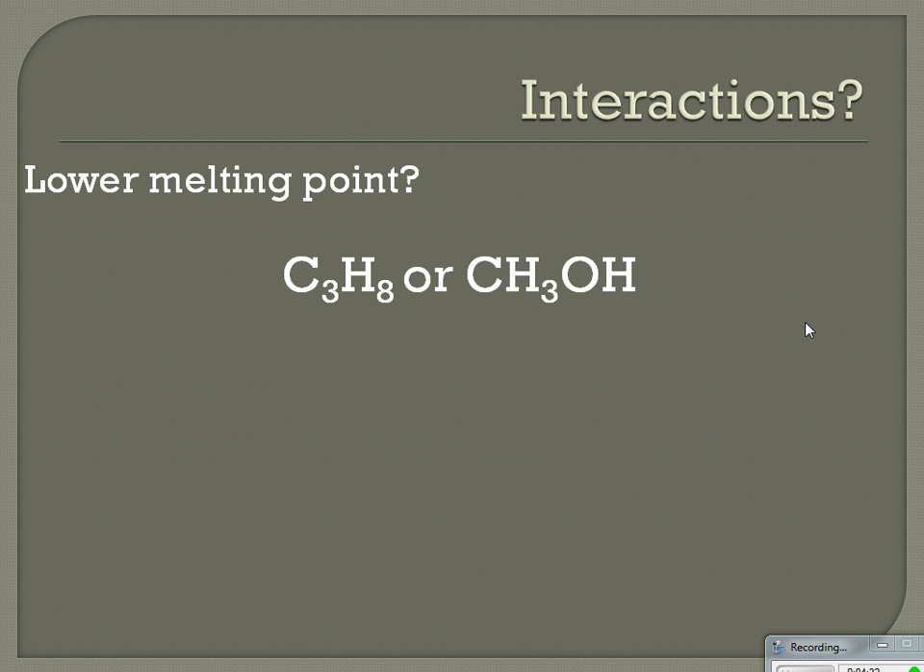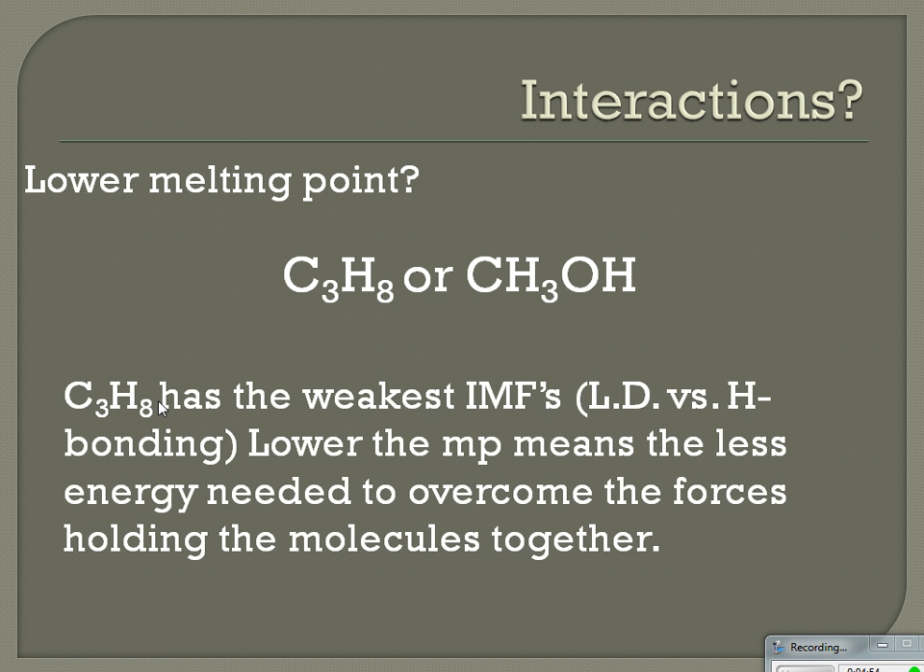Lower melting point. C3H8 or CH3OH. What are we looking for at lower melting point? We want weaker IMFs. So which one has a weaker IMF? The answer is, this is very symmetrical and even, so this is nonpolar. This has hydrogen bonding. So C3H8 has the weakest IMF, LD versus H bonding. Lower the melting point means the less energy needed to overcome the forces holding the molecules together.